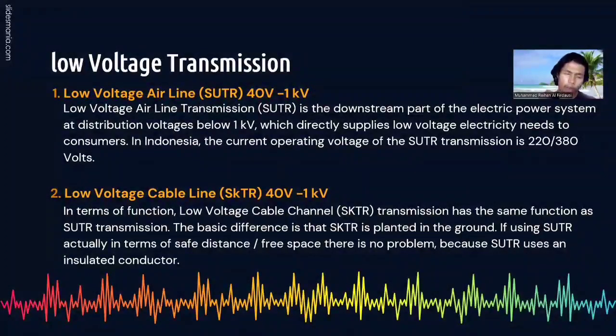The second is the low voltage cable line, or SKTR, about 40 volts until 1 kilovolt. In terms of function, the low voltage cable line has the same function as SUTR transmission. The basic difference is that SKTR is planted in the ground. With SUTR, the safe distance for free space is no problem, because SUTR uses an insulated conductor. Okay, next.